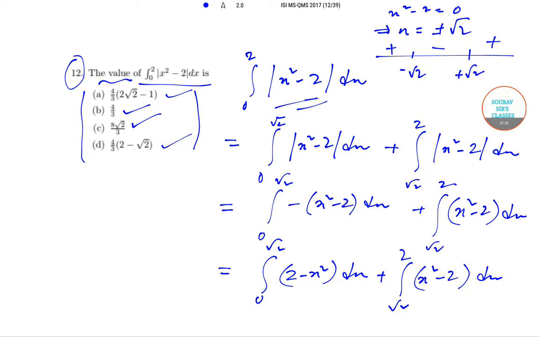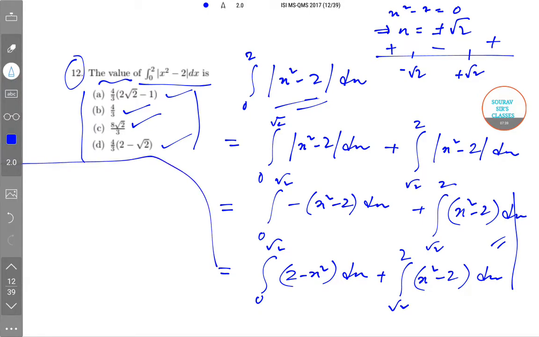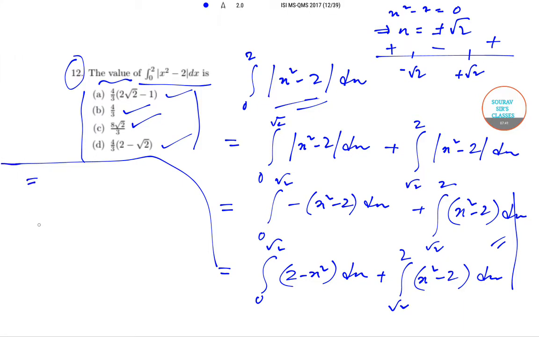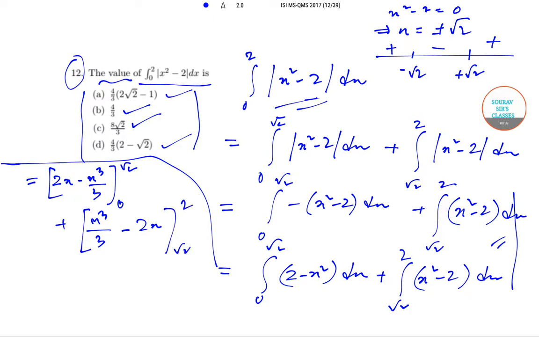Upon breaking it, now upon doing the integration, let's proceed over here. So this will be equal to twice of x minus x cube by 3, which will go from 0 to root 2, plus x cube by 3 minus twice of x, which will go from root 2 to 2.